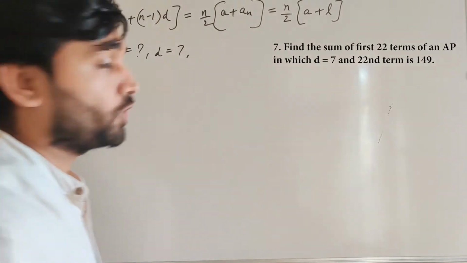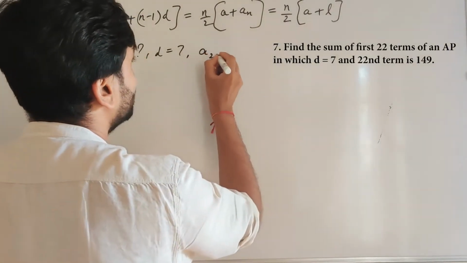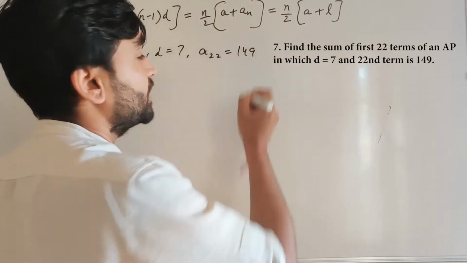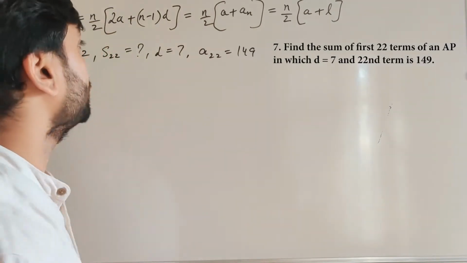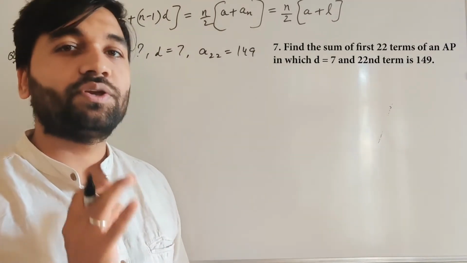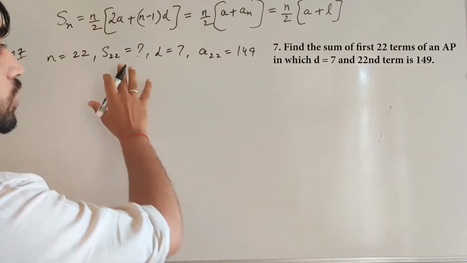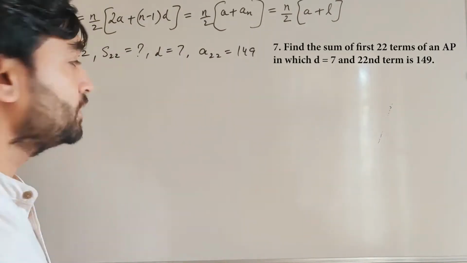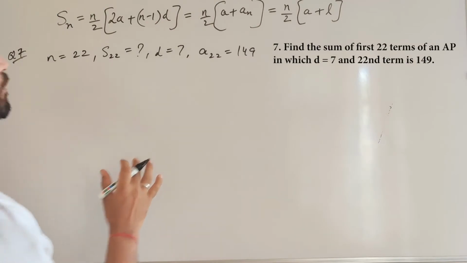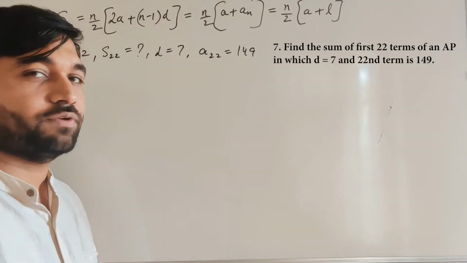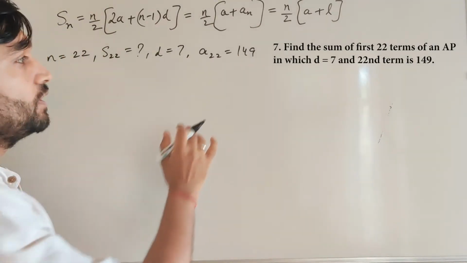22nd term is 149. So A22 is 149 is what is given to you in the question. So it's important you read the question part by part and write down what is given and what the question is asking. Okay. Alright. So here A22 is equal to 149, given. So let us use that condition.